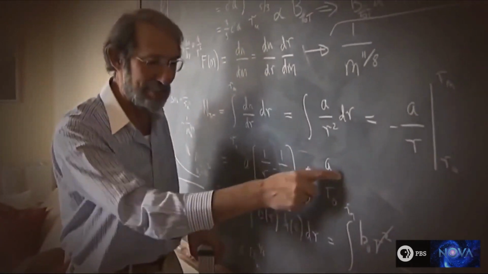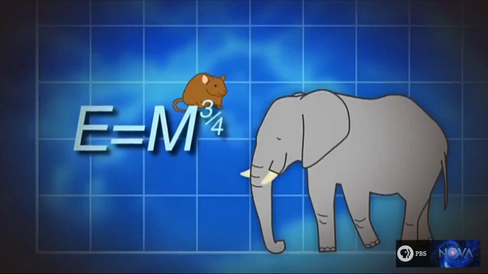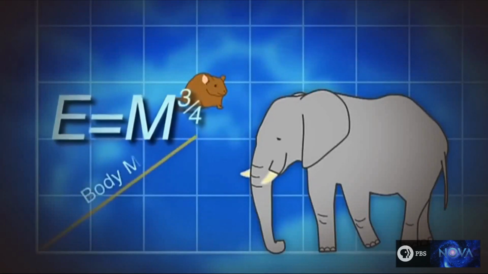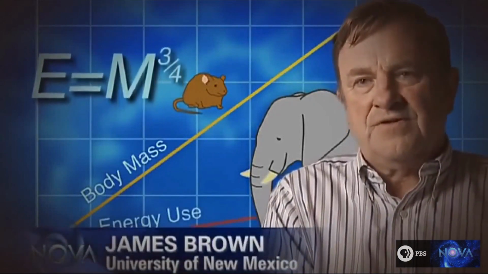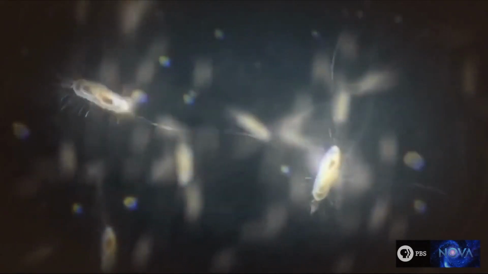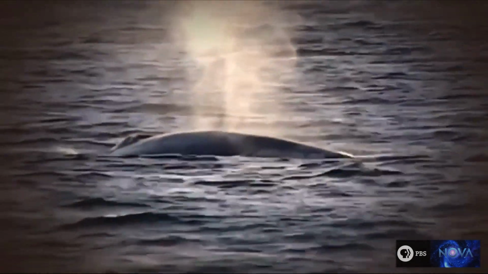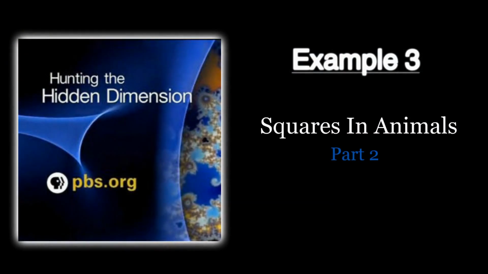That is an amazing fact. And even more amazing is the fact that this relationship between the mass and energy use of any living thing is governed by a strict mathematical formula. So far as we know, that law is universal, or almost universal, across all of life. So it operates from the tiniest bacteria to whales and sequoia trees.